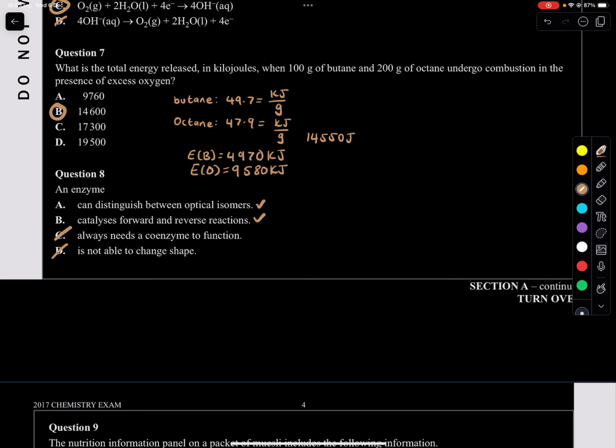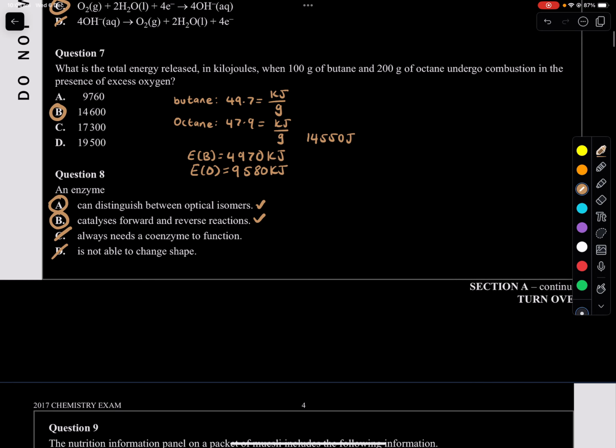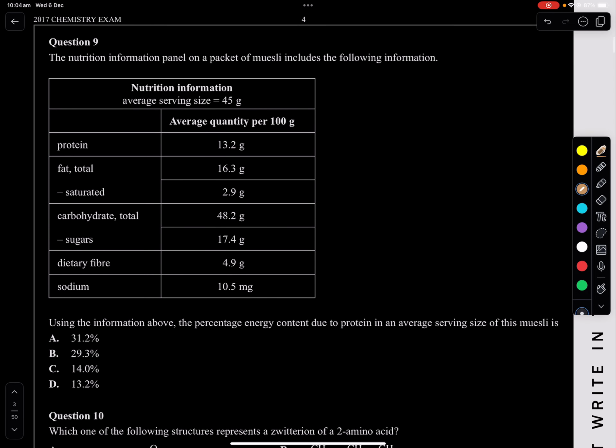I'll put A as right, because we did show that. Whereas catalyzes the forward reaction, yeah, that's also correct. So I'm actually going to put both of them. I'll have to check the answer for this one, but I think both of them are right, because they both meet the requirement. Let's move on. Question 9.